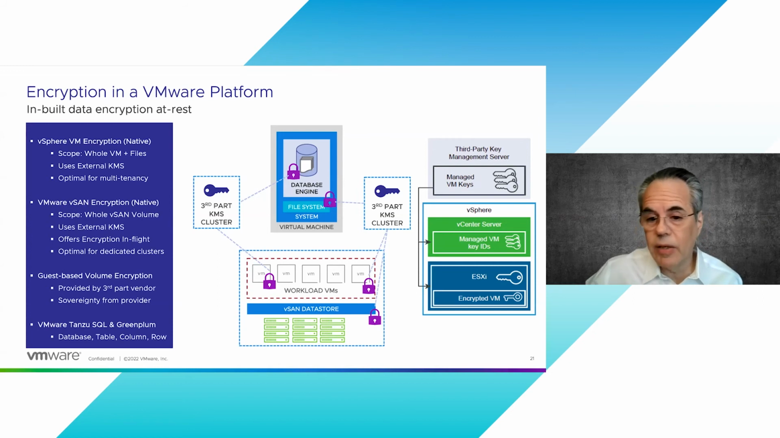And for your vSAN, your enterprise storage virtualization, you can encrypt the whole vSAN volume, but you also get encryption in flight. So the data is protected through its life cycle. This is optimal for dedicated clusters. And again, you are taking advantage of storing those keys externally. We also have configurations for a Tanzu deployment, where we have encryption for both Greenplum and SQL data at every level of granularity, whether it be database, table, row, or column.